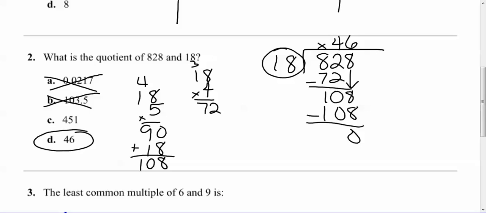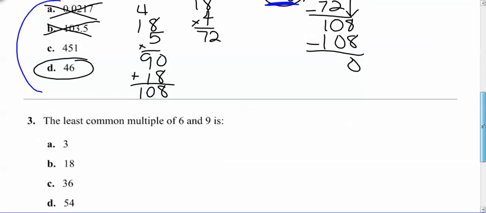Another option you had is you can always take your divisor and your quotient and multiply that to see if it gives you the dividend. So you can take this 18 times any of these choices right here to see if you get 828. If you take 18 times 46, you will get 828. So that's another way you can kind of work backwards to check.